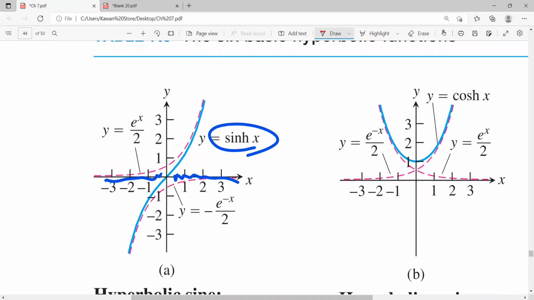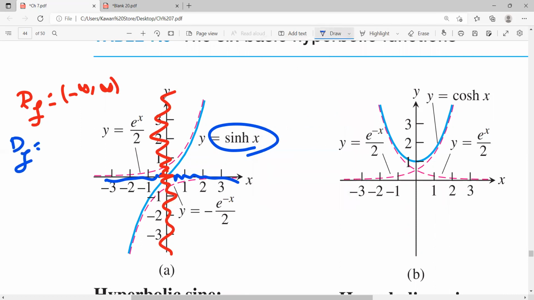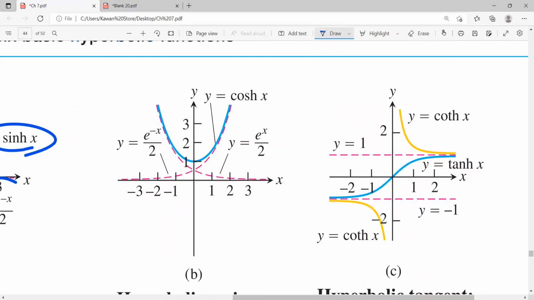So the range of this function, also you can say R. Why? Because starting from here, 0 to down. Am I right? Understood here? It's easy if you know about the graph. How about the domain of this function?